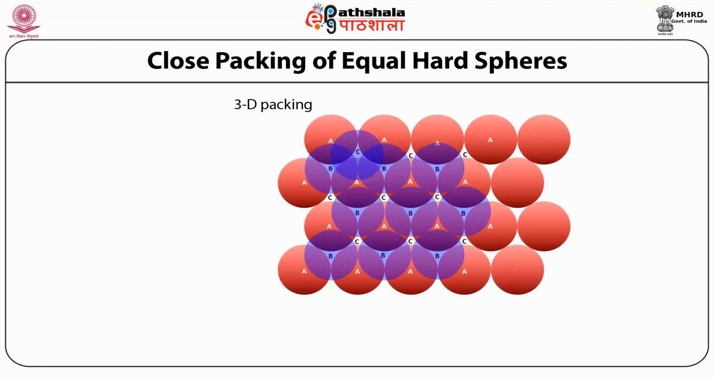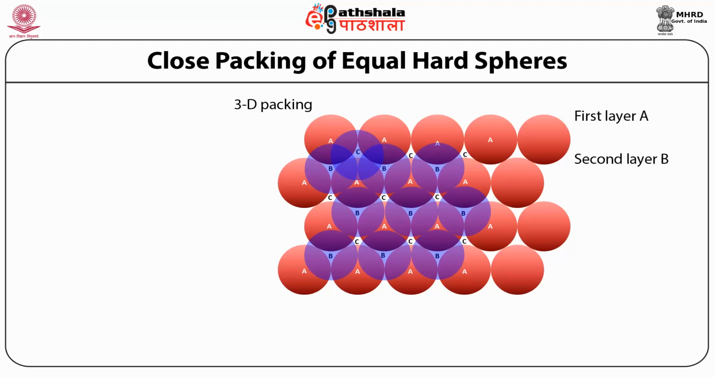Basically there are two types of voids which are present. The first type we have labeled with B and the second type we have labeled with C. The possibility of arranging the atoms in the second layer is that it covers the voids B or it covers the voids C. There is no difference between the filling of atoms on void B or on void C.